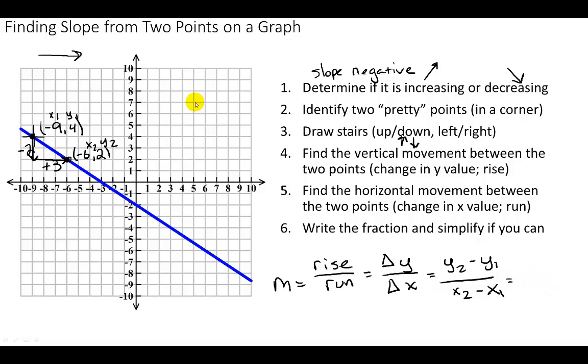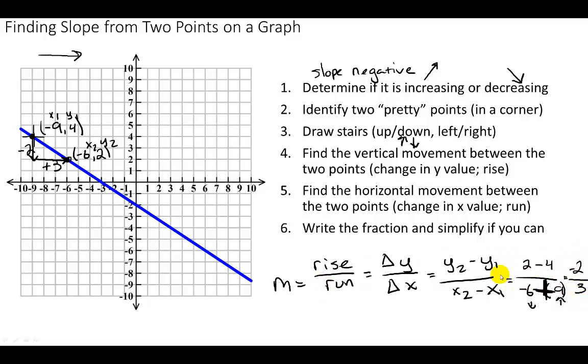So you could either look at the graph, or you say 2 minus 4 over a negative 6 minus x1, which is negative 9. 2 minus 4 is a negative 2. Negative times a negative means this is actually a positive. So we have a negative 6 plus 9. We're going down, we're going up. They are different ways, so we're going to subtract. 9 minus 6 is 3.